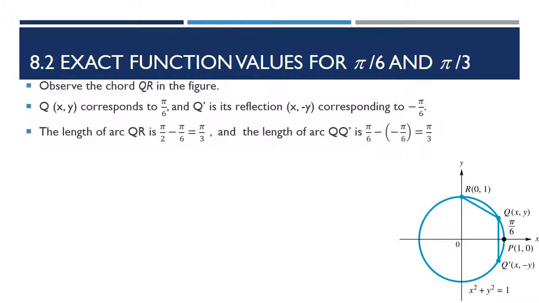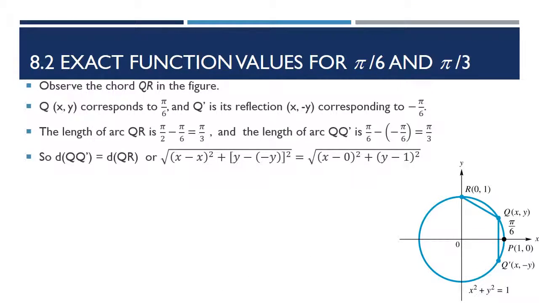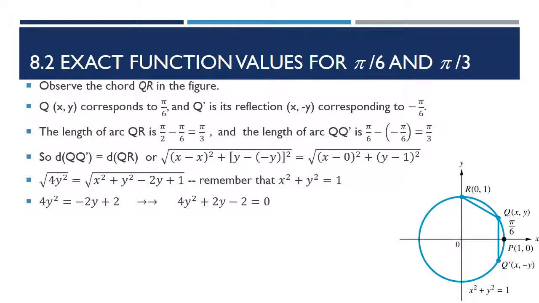So the length of QR is pi over 3, and the length of QQ prime is also pi over 3. So those two distances from R to Q and Q to Q prime must be the same. So what we're going to do is take the points and put them in the distance formula, and that's what we have here, and set them equal to each other. And then we simplify. Now we notice we have x squared plus y squared on the right side there, and x squared plus y squared equals 1. We've already talked about that, so we're going to replace that with 1.